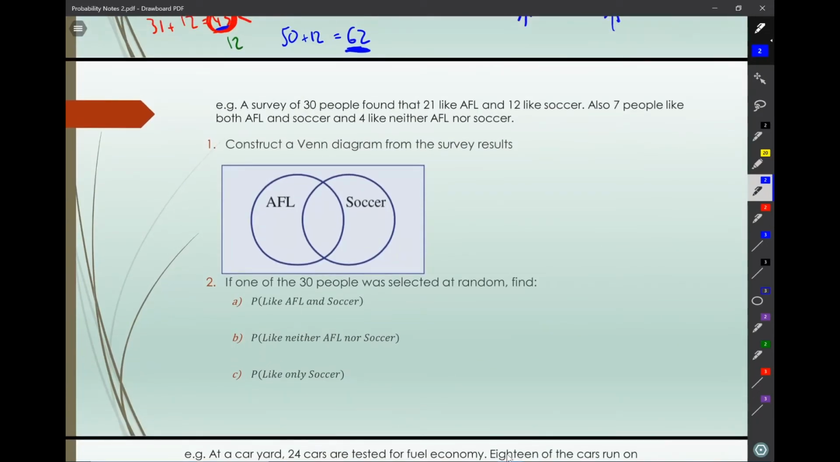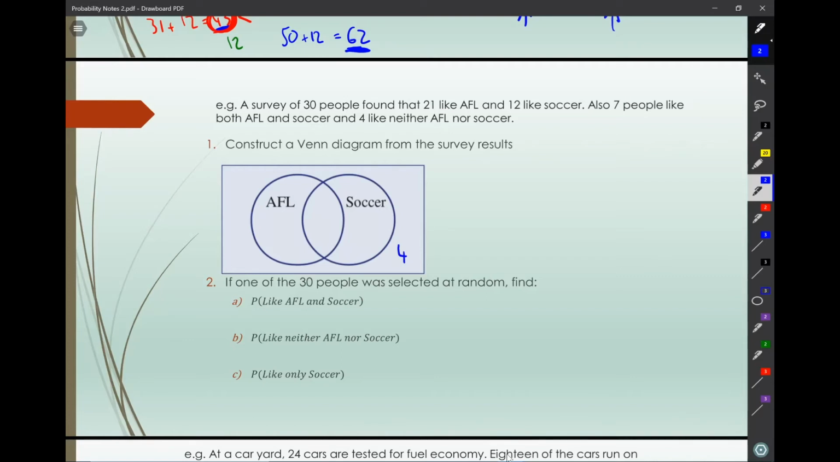Let's have a go at building a Venn diagram. A survey of 30 people found that 21 like AFL and 12 like soccer. There are 7 people that like both and 4 people that like neither. So what we have to do, the first thing you can do, is put your 4 people out here. They like neither AFL nor soccer. They don't belong in any circle, so we just put them outside the circles.